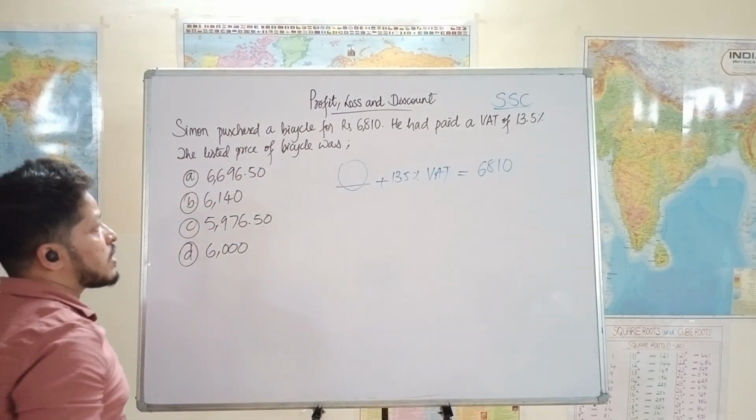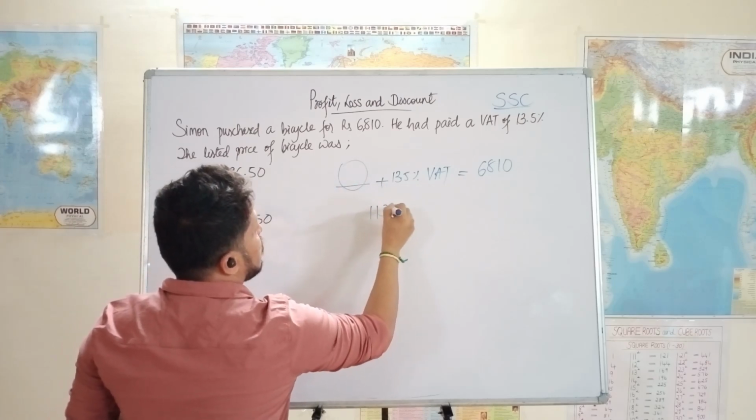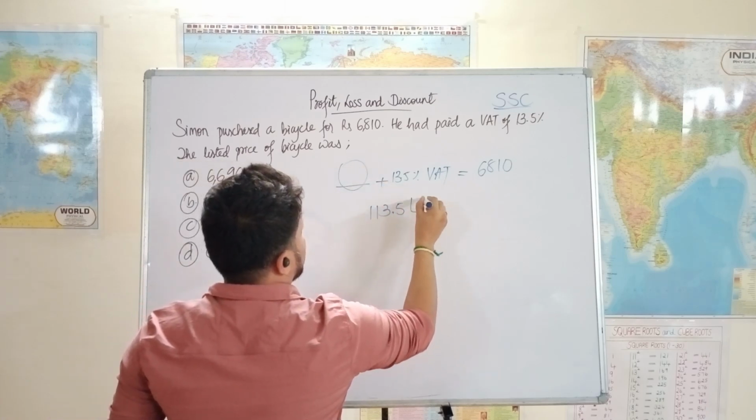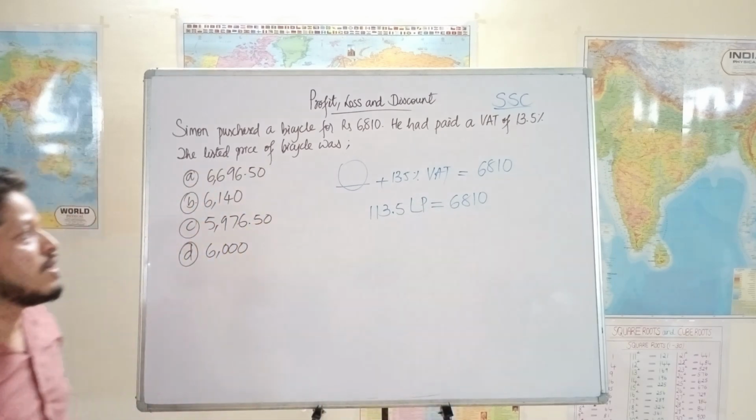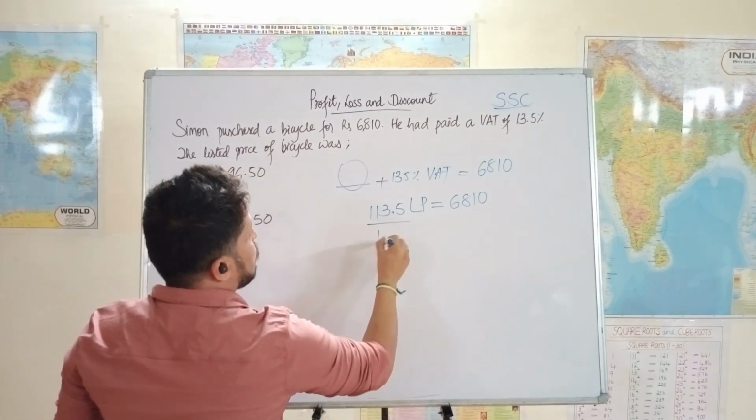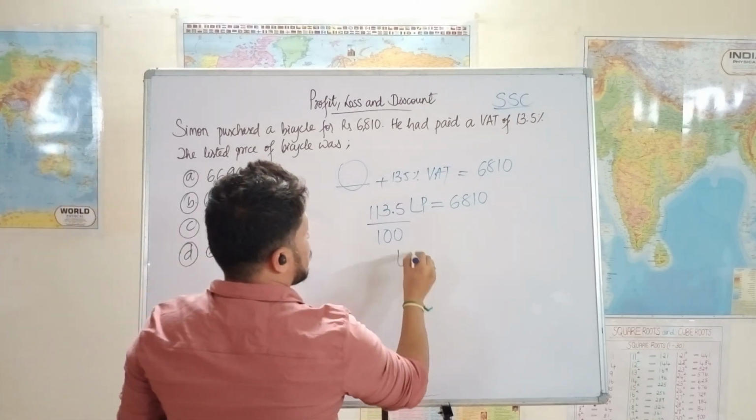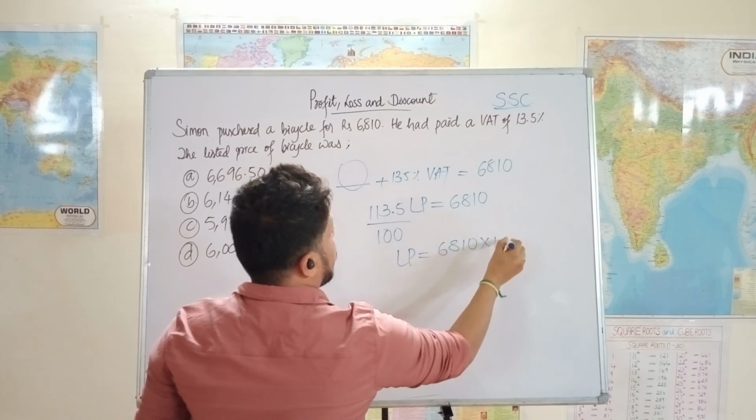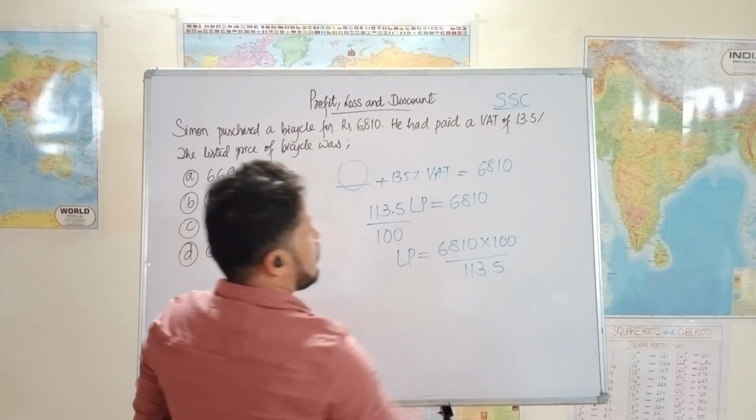So you can also say, if this is 100%, he paid 113.5% of this price, whatever the listed price is, equal to 6810. Correct? 113.5%. So listed price is equal to 6810 into 100 divided by 113.5.